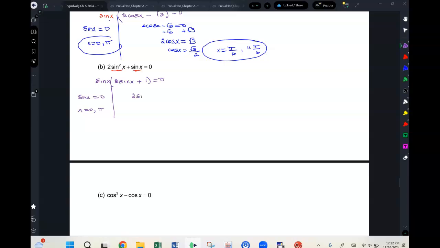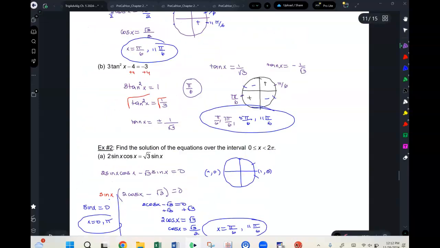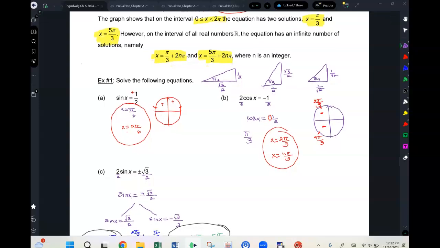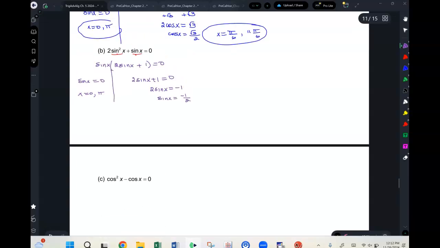Here I have 2 sine x plus 1 equal to 0. 2 sine x equals negative 1. Sine x equals negative 1 over 2. So now I want the triangle for which sine is a half. So Ari, help me out with that one. For which one is the vertical side, the sine, equal to a half? So pi over 6, right?